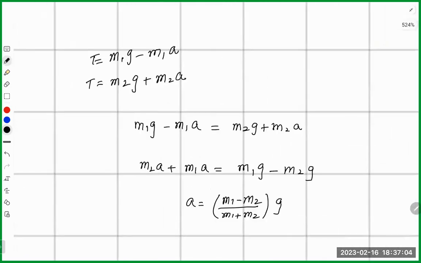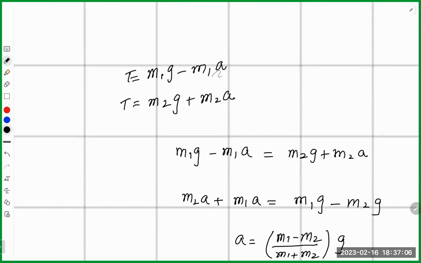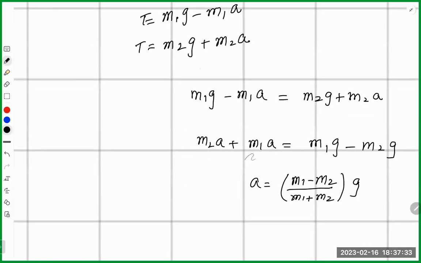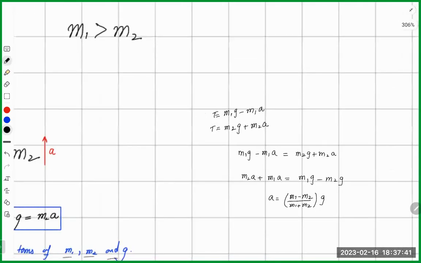From the first equation, I made T the subject of formula. It became M1G minus M1A. In the second equation, T became M2G plus M2A. Because both are equal to the same T, M1G minus M1A equals M2G plus M2A. I shifted all the terms that have A on one side, all the terms independent of A on the other side, and made A the subject of formula. And this is how I did it.